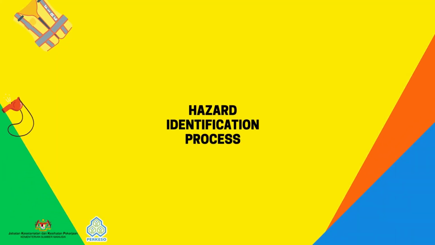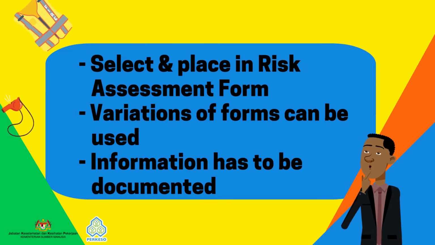Next one is hazard identification process. Select a process and place it in the risk assessment form, see Appendix A, for assessment. Variations of these forms can be used. However, all information required in the forms has to be documented.